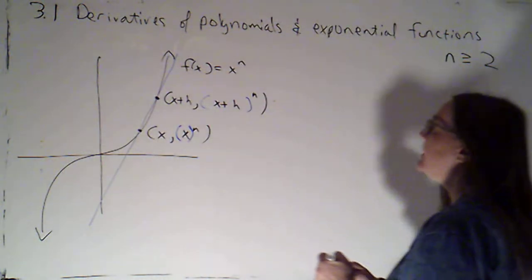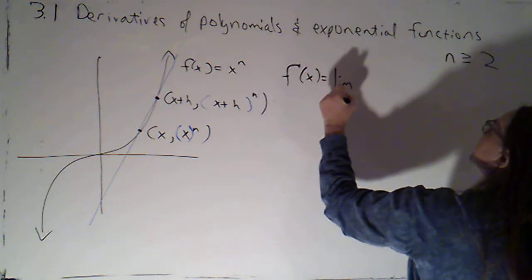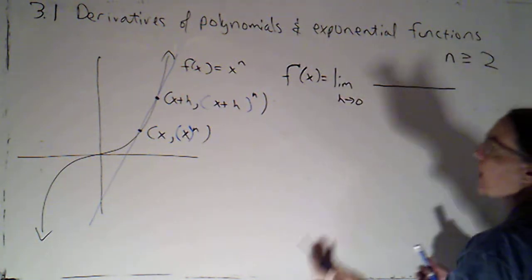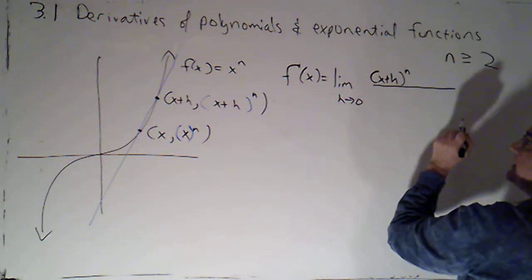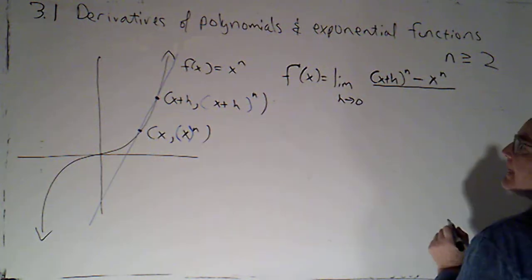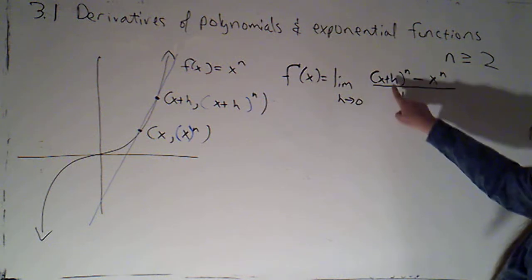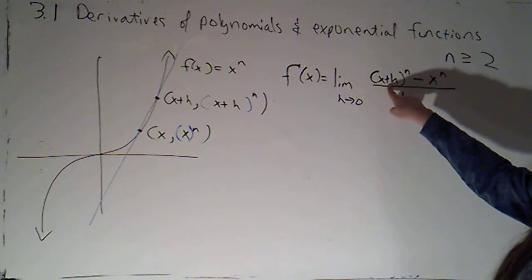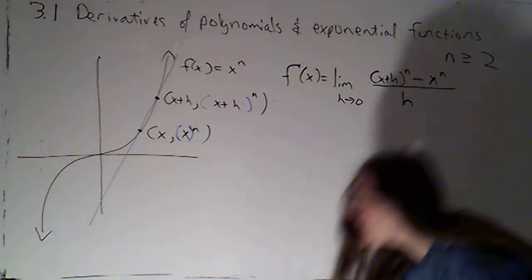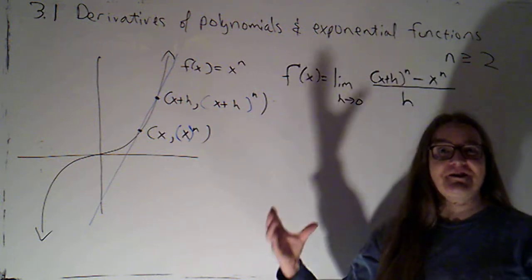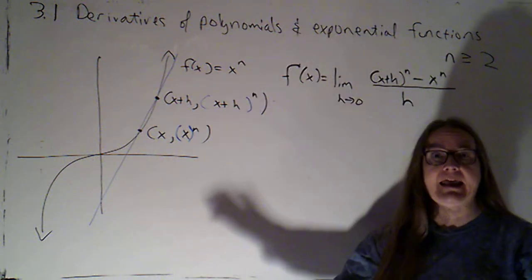There's my secant line, and I know that f prime of x is the limit as h goes to 0 of rise over run. So (x plus h) to the n minus x to the n, all over the run, which is just h. And so now I need to expand out this power of x plus h. Now I know that what that means is that I've just got n factors of x plus h. So if n is 2, I've got x plus h times x plus h, and I just FOIL that out.